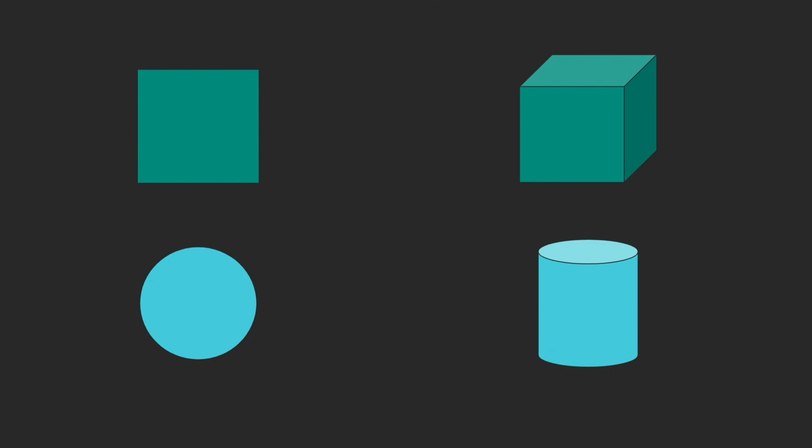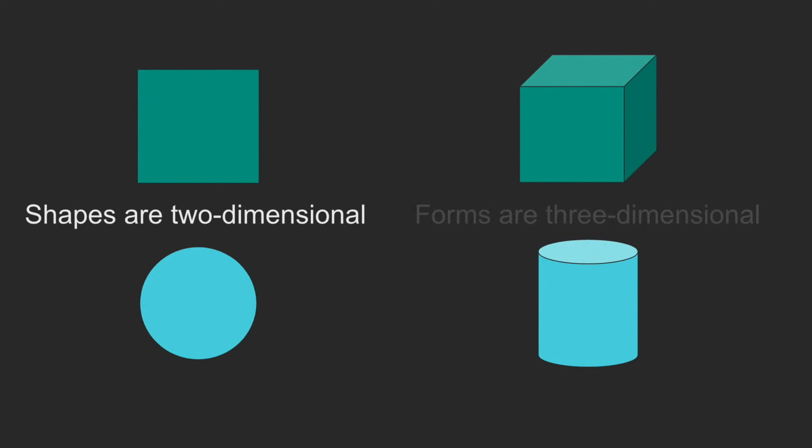Shape would be on the left. Form is on the right. So what's the difference between the two? Well, shapes are two-dimensional and forms are three-dimensional. So when we look at a shape, it has two dimensions. It's got height and width, whereas a form has three dimensions. So it has height, width, and depth. That's the primary difference between the two. One is flat, one has volume to it.